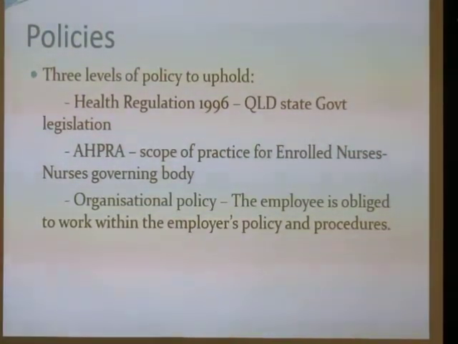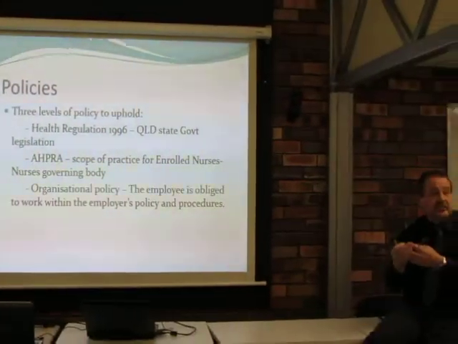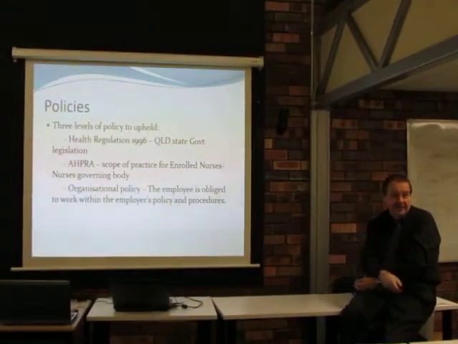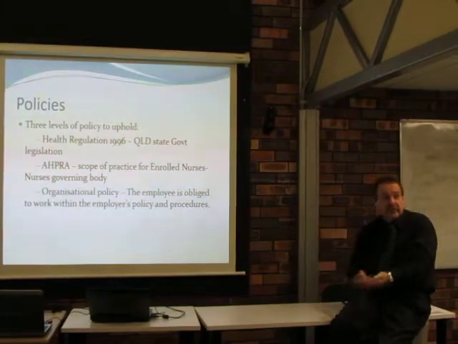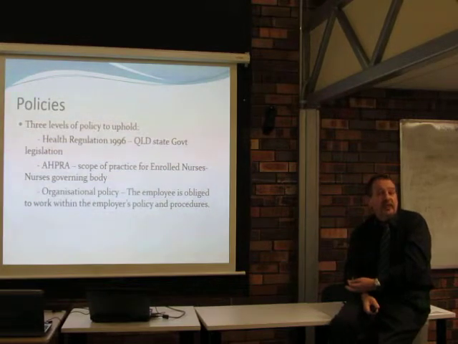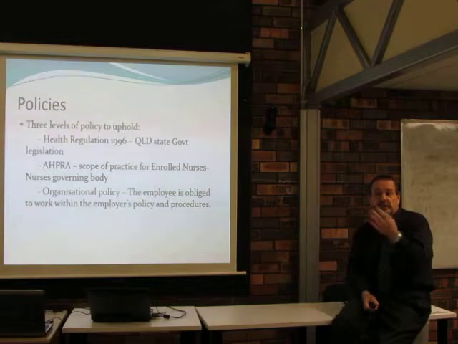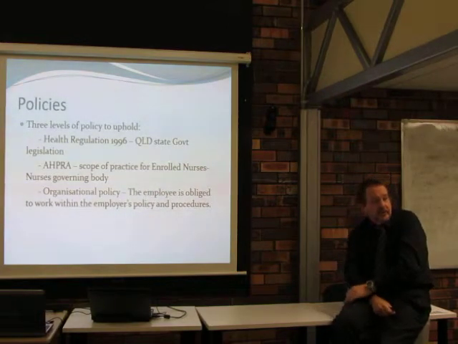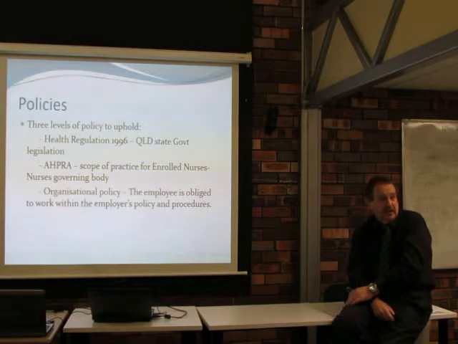APRA, the scope of practice, or under AMNAC. It's a general scope of practice, but it gives you some idea. And the big thing is organisational policy, particularly for enrolled nurses, because it tells you what you can and can't do within that organisation. And you go from organisation to organisation, and it can all be different. So you have to know, and as an EN, you need to check on that.